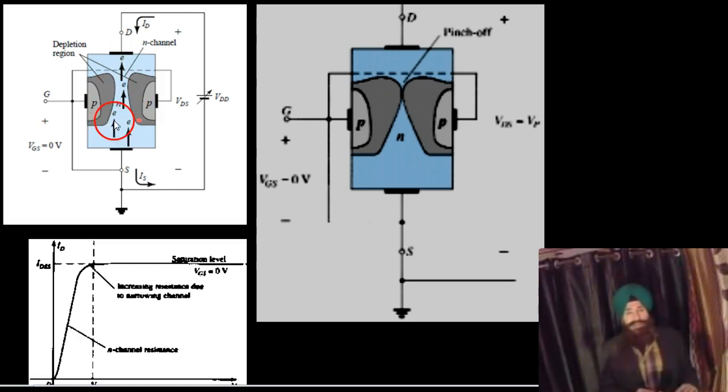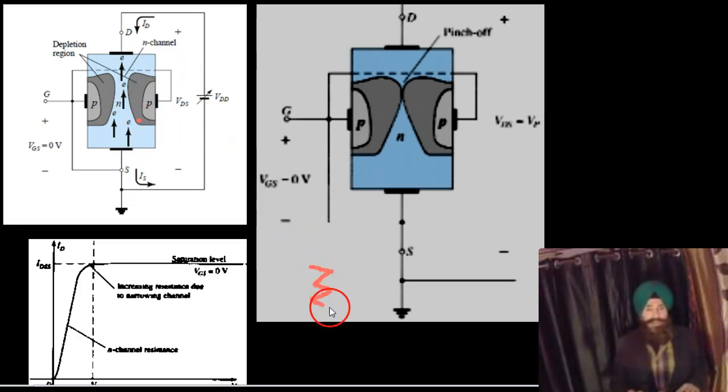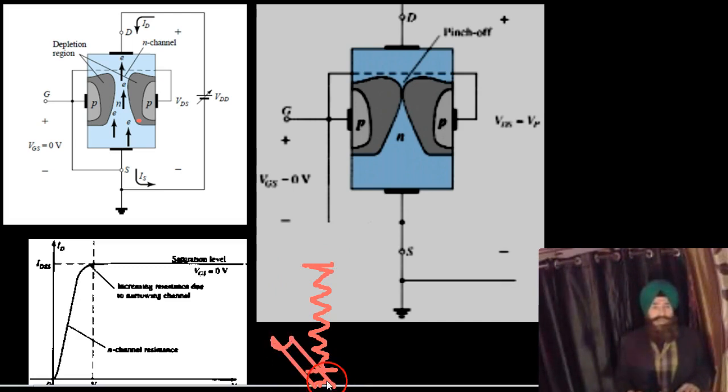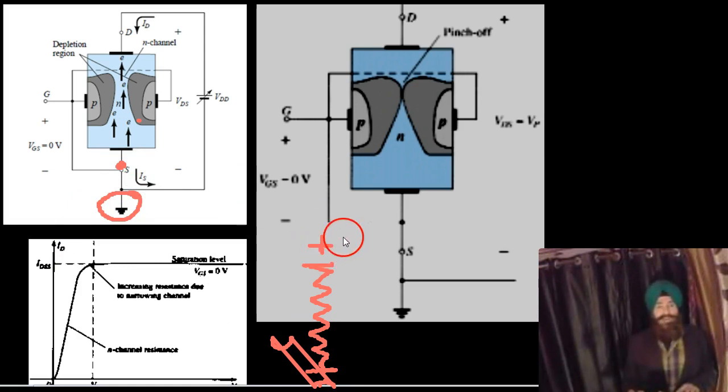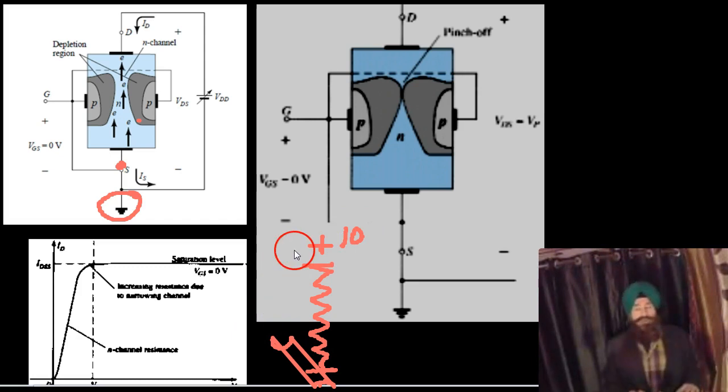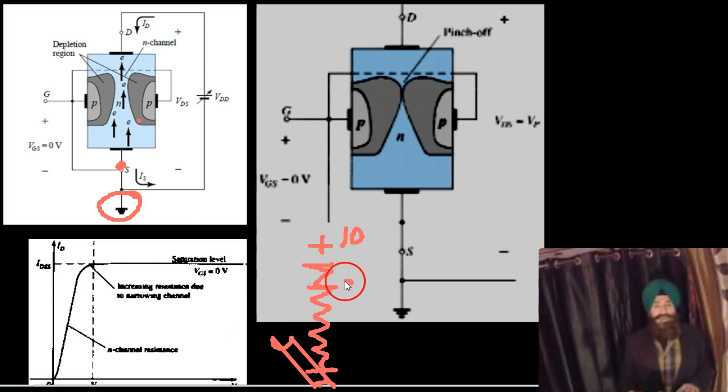The question is why? The answer is very simple. Actually the N channel behaves as a resistor. This end is at the ground potential. Now a positive potential is applied here, let it be 10 volt. So if it is 10 volt here, it will be 8 volt here, 6 volt here, 4, 2, like that. So a potential is established, increasing from source to drain and greater in magnitude towards the drain end.